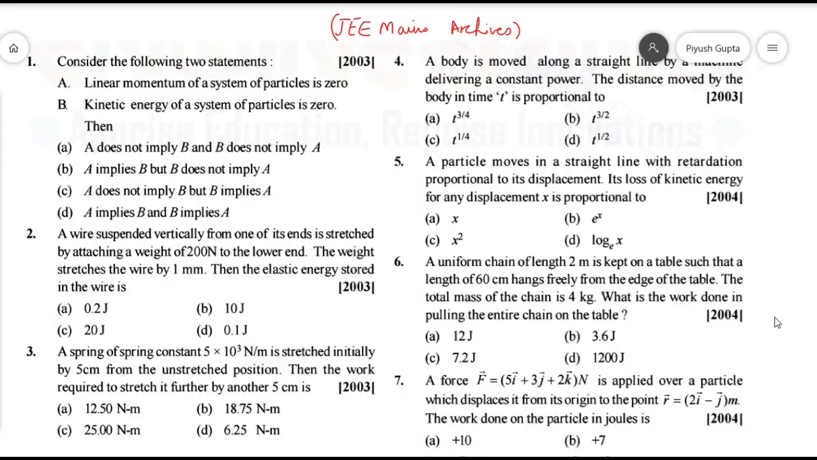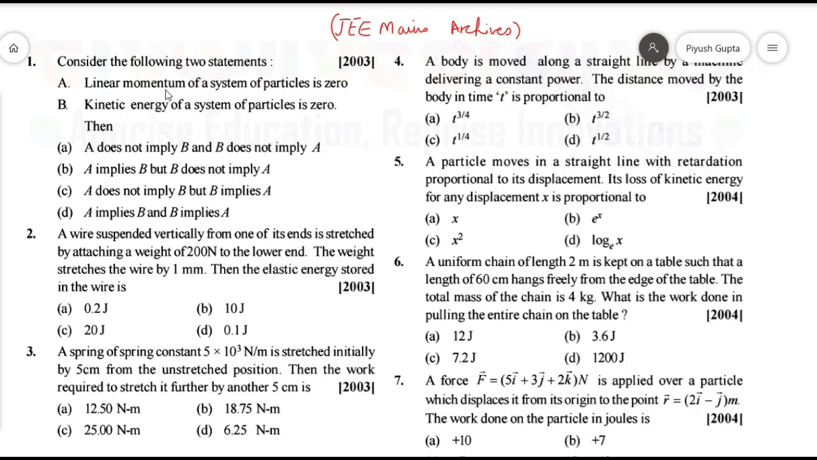Hi, this is a problem solving session for JEE Mains Archives, and the topic is work, power, energy. So let's start. The first problem says: consider the following two statements. Option A, linear momentum of a system of particles is 0, and option B, kinetic energy of the system of particles is 0. These are the two statements, and the options are basically saying which one implies which one and which one does not imply which one.